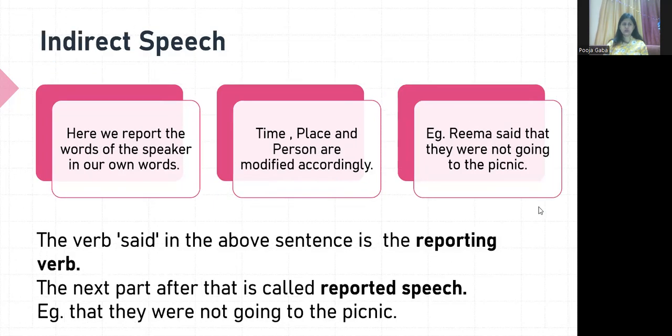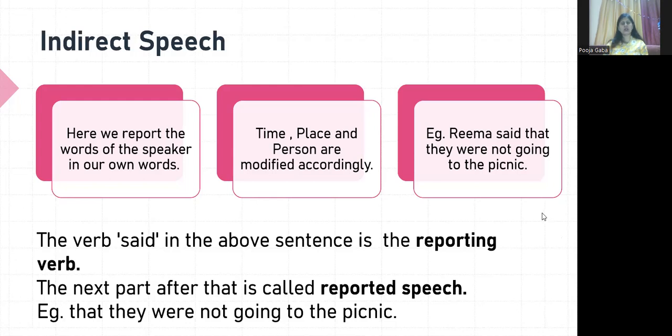Now let us see indirect speech. Here we report the words of the speaker in our own words by changing the time, place, and person accordingly. Like the previous sentence, if we have to state it in indirect speech, it will be: Rima said that they were not going to the picnic. Here, the exact words spoken, which were quoted in inverted commas, are changed. Now, here the word said is the reporting verb, and the words next to that reporting verb are reported speech. So the reported speech will be that they were not going to the picnic.